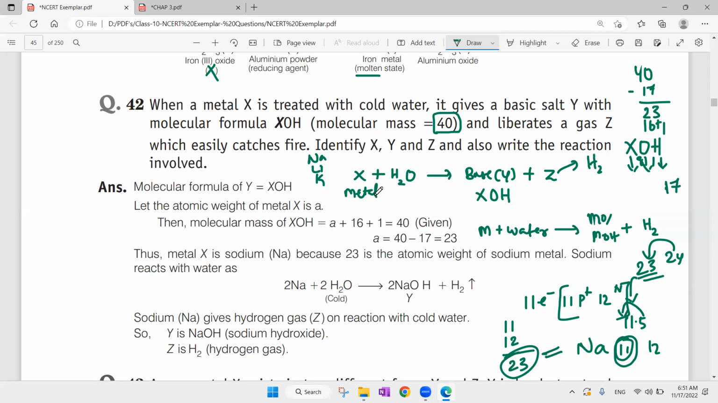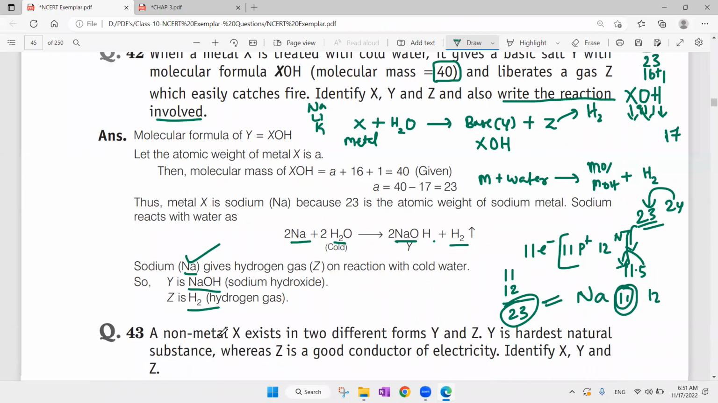Now we have identified that X is the metal sodium. They have asked, write the reaction involved. So sodium plus cold water gives sodium hydroxide plus H2. Now X is sodium, Y is sodium hydroxide, Z is hydrogen gas. Like that we have to write the answer.